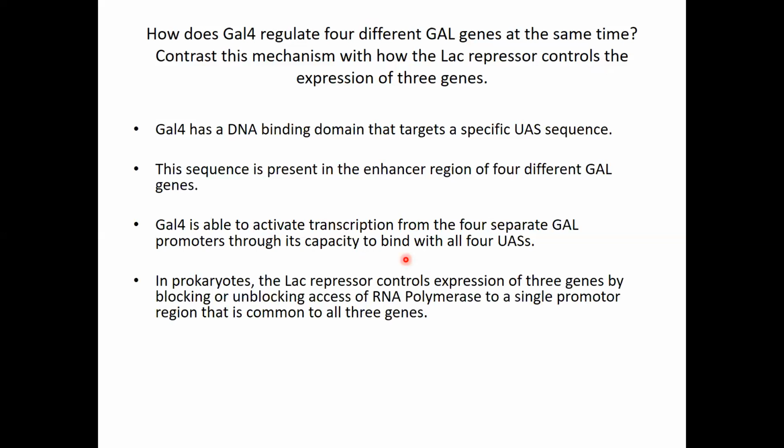But in prokaryotes, the lac repressor controls the expression of 3 genes by blocking or unblocking the RNA polymerase to a single promoter. So in the GAL4 system, you're thinking about 4 different promoters, whereas with the lac operon, remember those guys? It's under 1 promoter, right? So that's the difference between those 2.